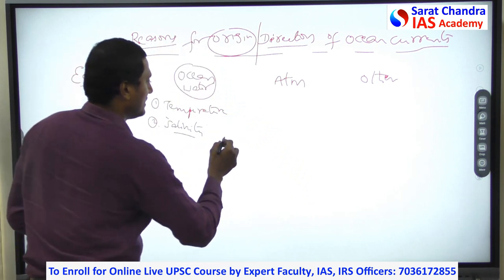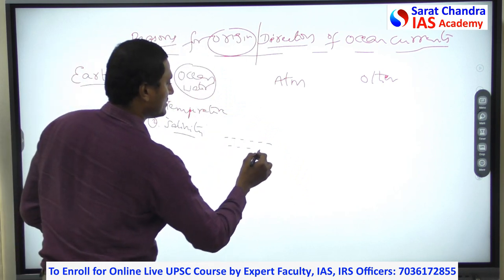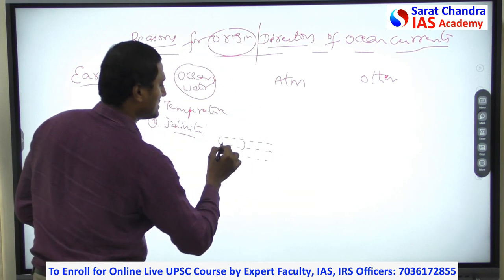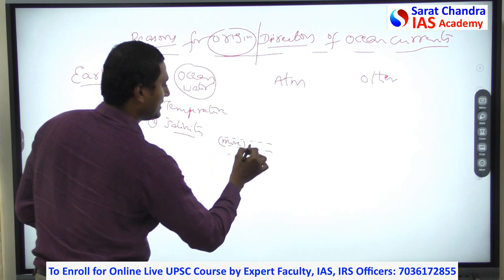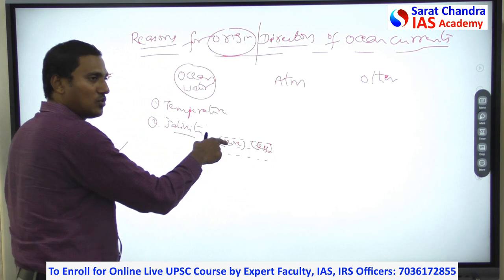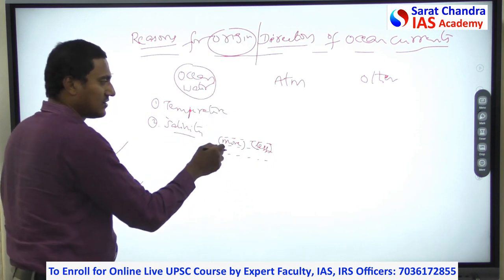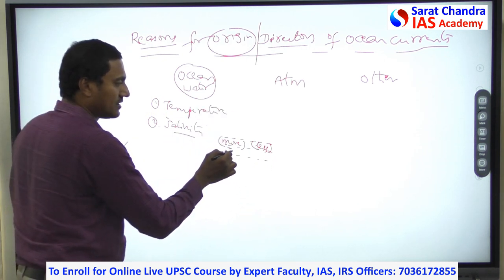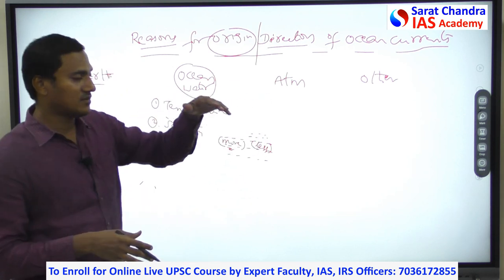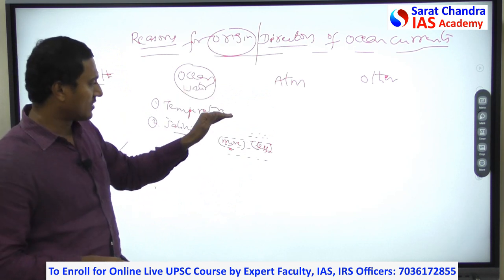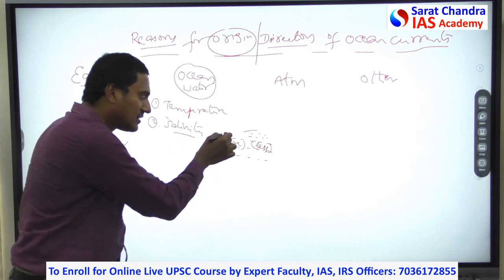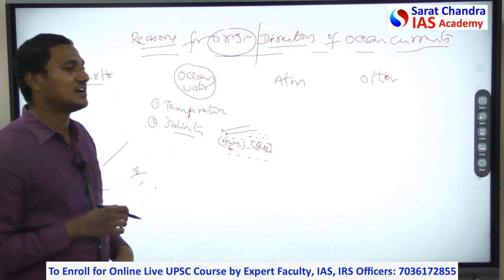Friends, see, this is ocean water. This is ocean water. In this place, salinity is more. In this place, salinity is less. Now, when salinity is more, water will sink, water actually comes down. With less salinity, water will be normal, at a greater height. More salinity, water comes down. So, the ocean currents come from? Exactly. Less salinity to more salinity.